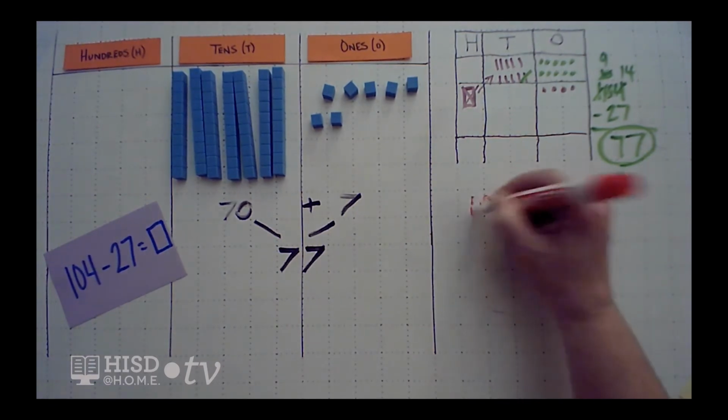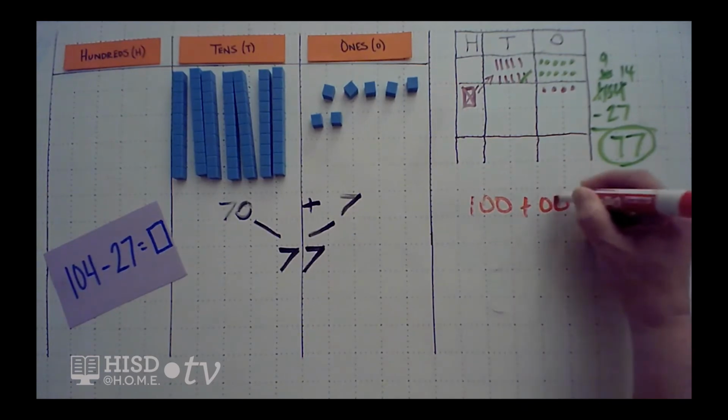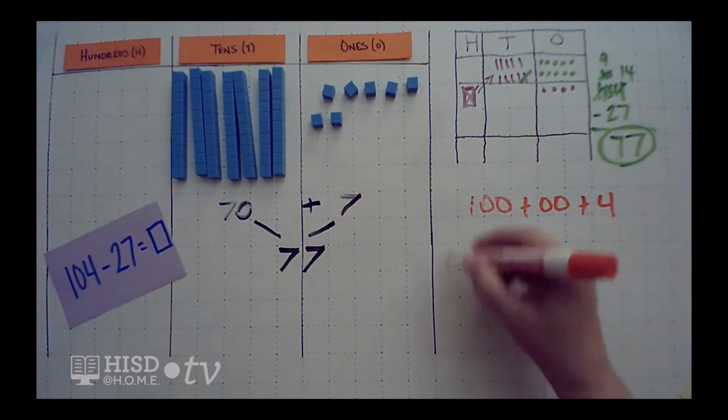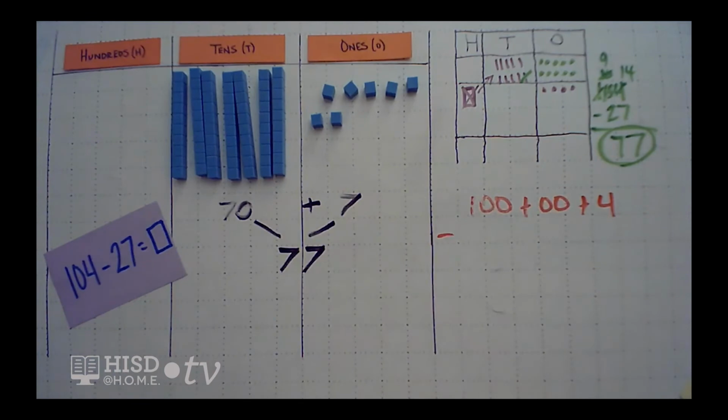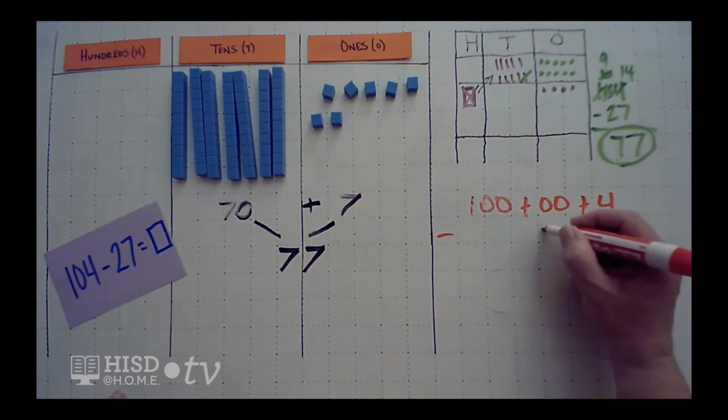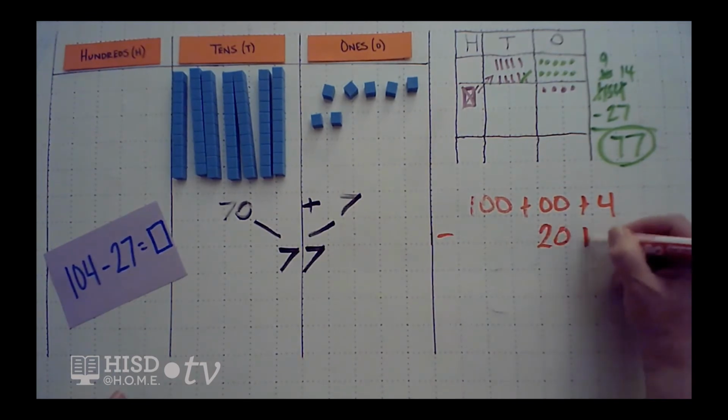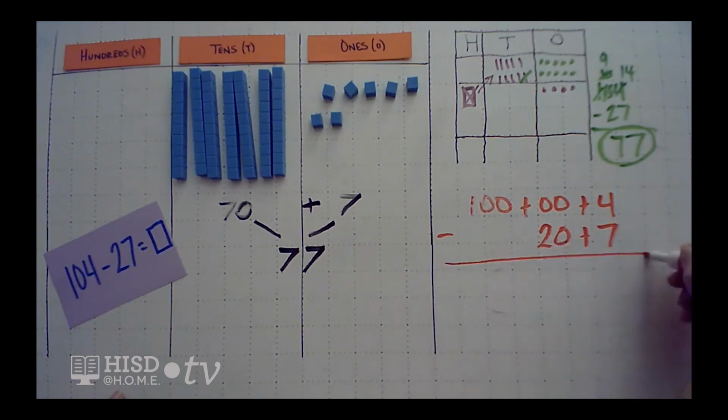So we can say that we have 100 plus no tens plus 4, and we're going to subtract 27. And if we decompose 27, that's 20 and 7. So now let's see if we can understand what's happening with our values.